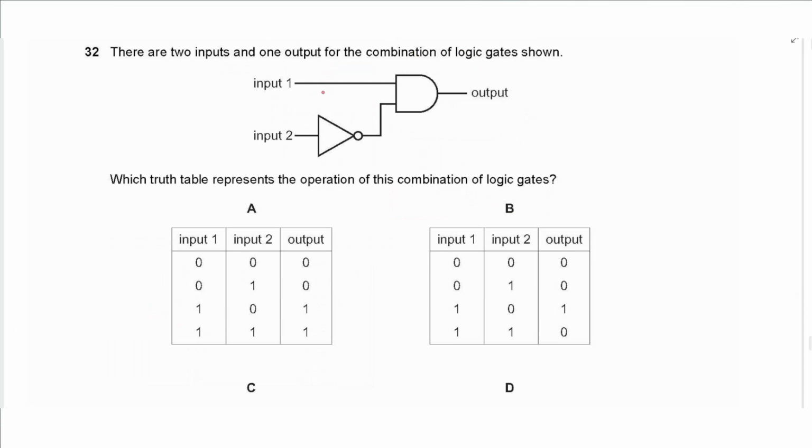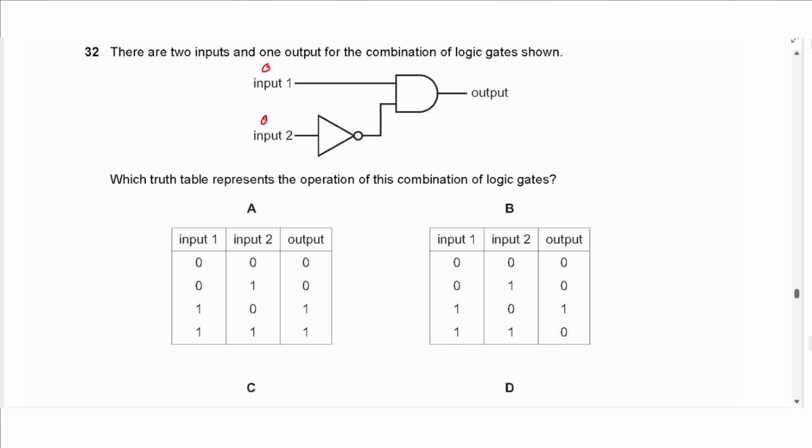Question 32 is about logic gates. So you can skip this question for the new syllabus. It says there are 2 inputs and 1 output for the combination of logic gates shown. Which truth table represents the operation of this combination of logic gates? We have the choices of the inputs 0, 0, 0, 1, 1, 0, and 1, 1. So we try them in turn.